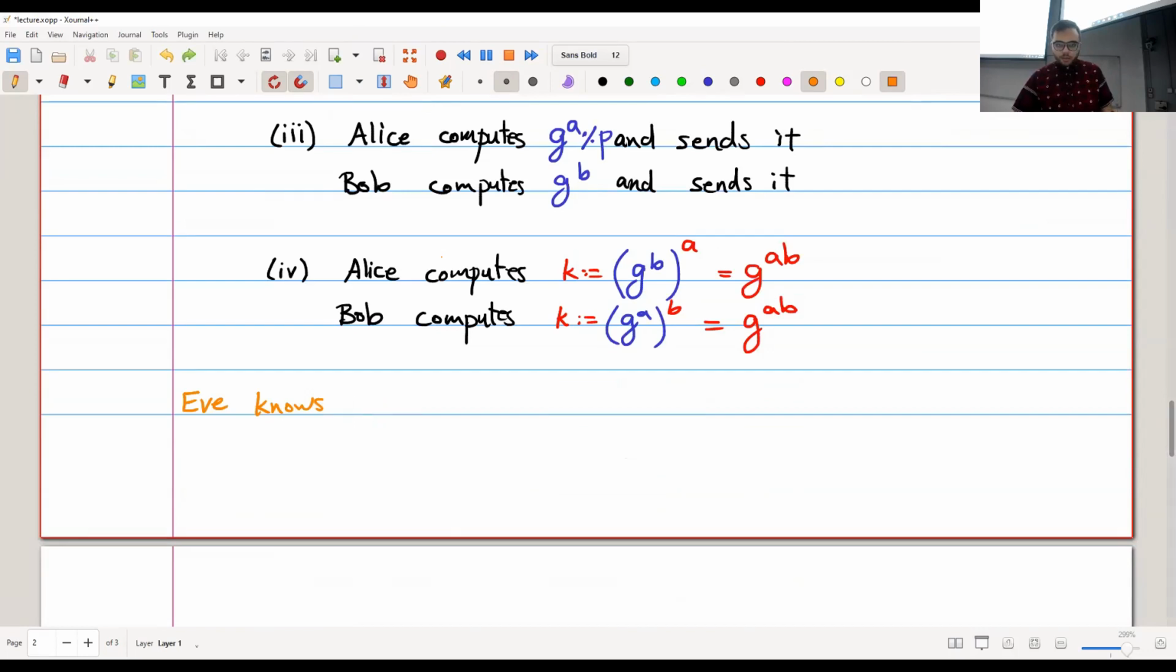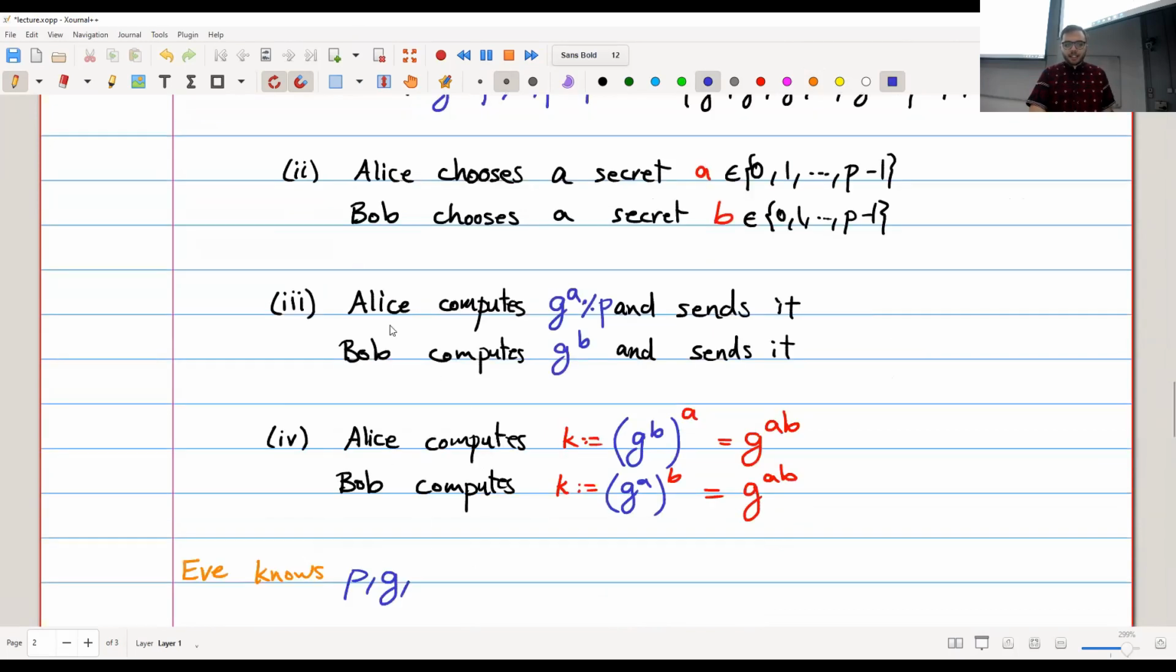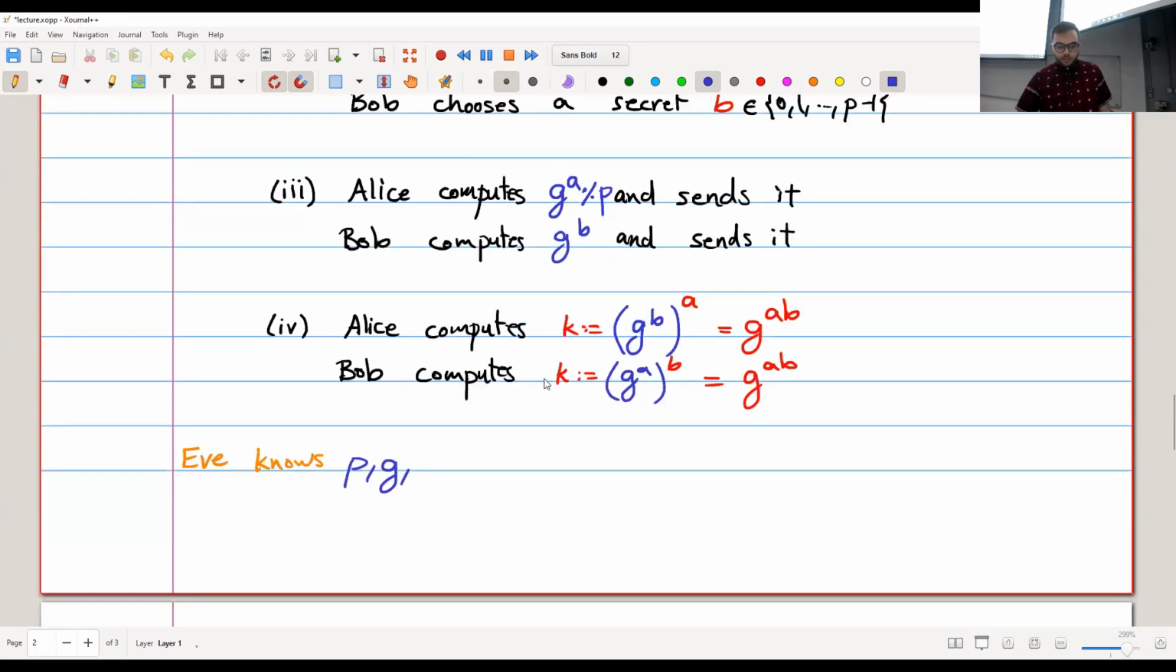Actually, I was supposed to use blue for this. What else does she know? Well, anything that Alice or Bob sent. Alice sent G to the power of A, and Bob sent G to the power of B. So Eve knows G to the power of A, and she also knows G to the power of B. Now, but what does she need to compute? She needs to compute K, which is G to the power of AB.